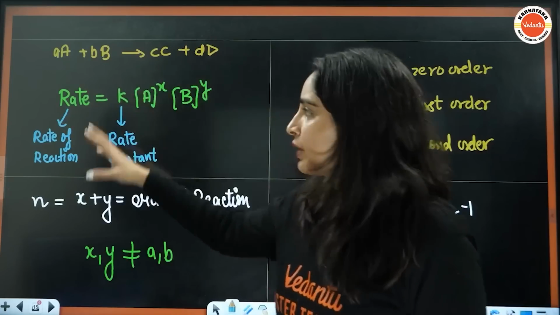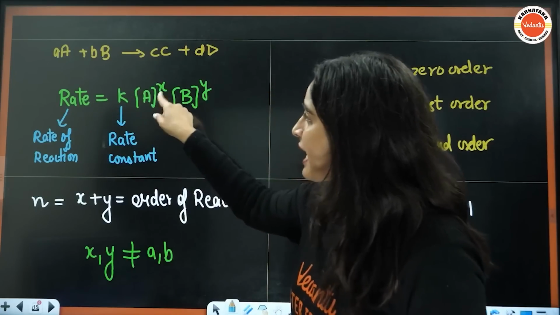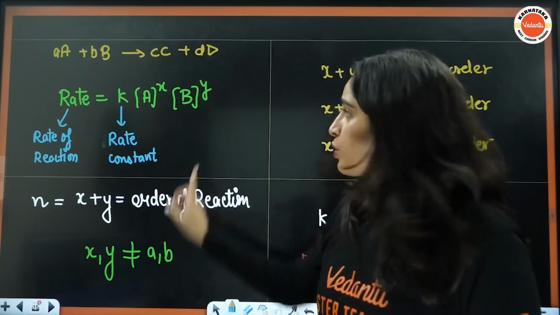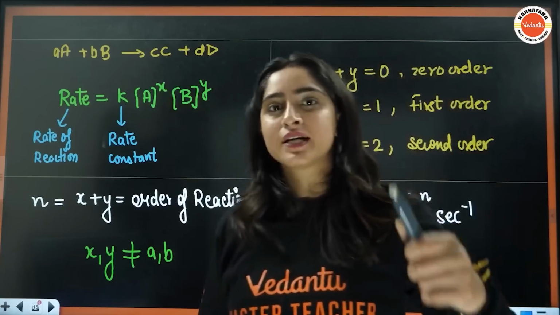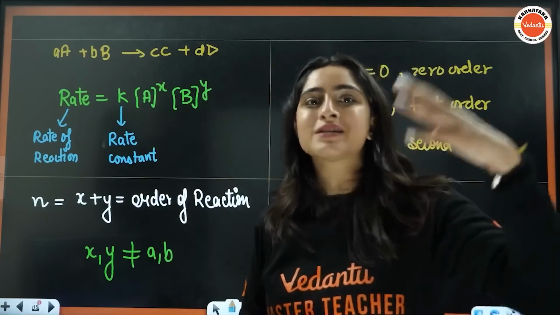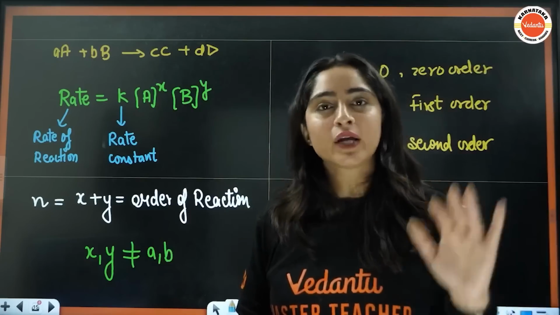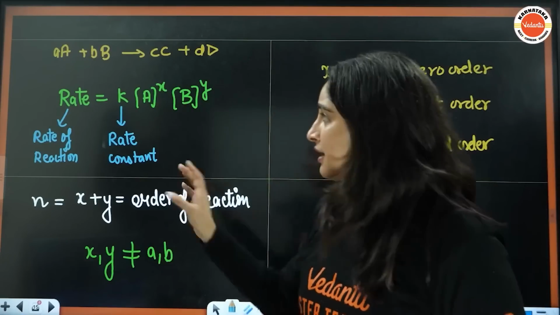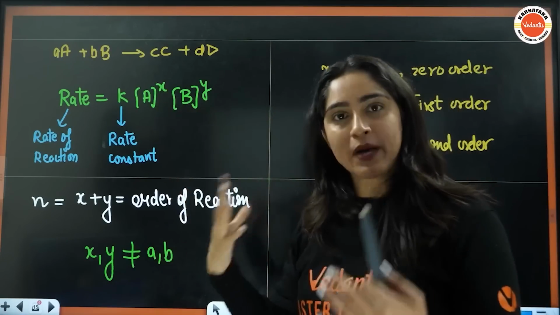According to the rate law, rate is equal to K [A] raised to power x [B] raised to power y. So x and y, in the equilibrium constant we have written A and B raised to the power stoichiometric coefficient. Here we do not have the stoichiometric coefficients as powers. Rather, these are actually found experimentally.